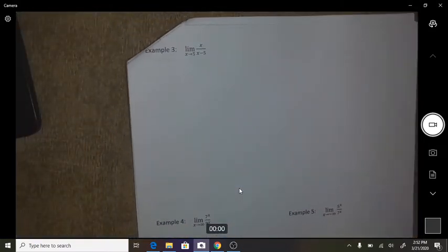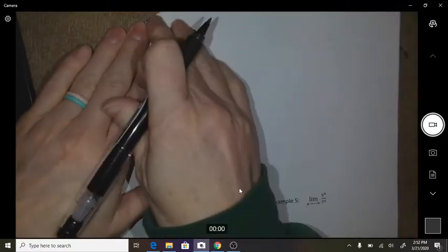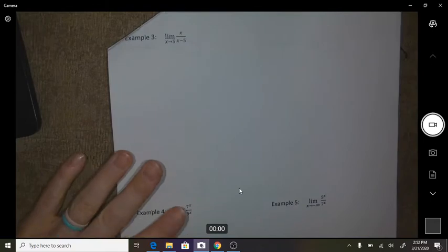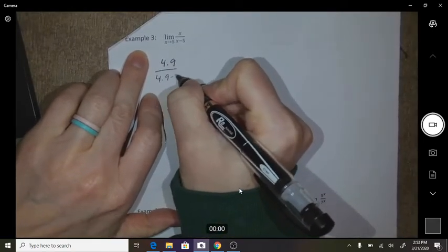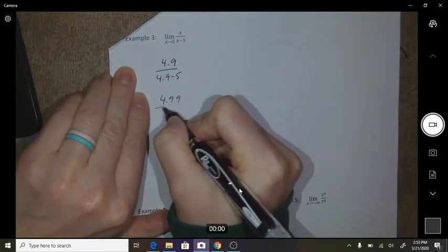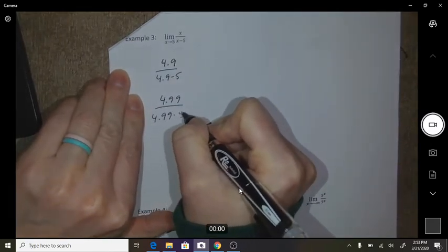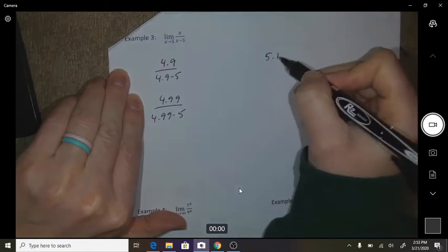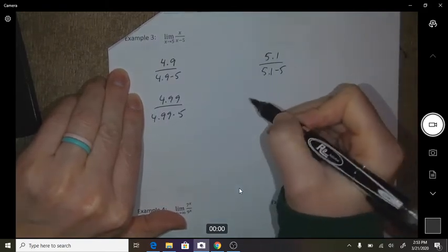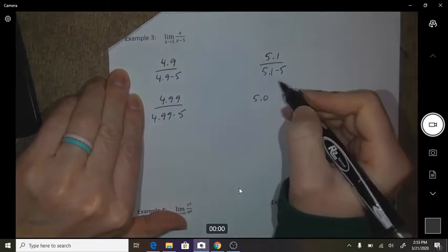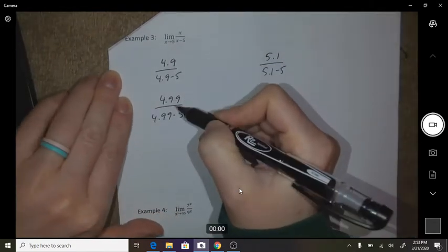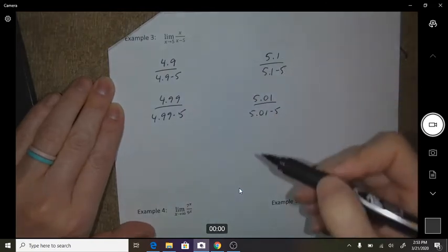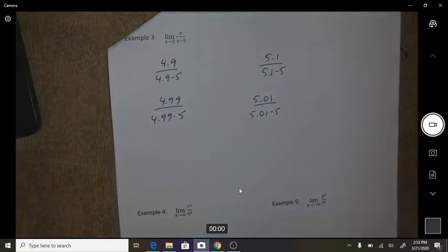Okay, next one, I cannot plug a 5 in. I get a divide by 0. So I'm going to try the method of getting closer. So I'm going to plug in 4.9, a 4.99. I'm going to plug in a 5.1 and a 5.01. So you can see that I got closer to 5 from the left and closer to 5 from the right.